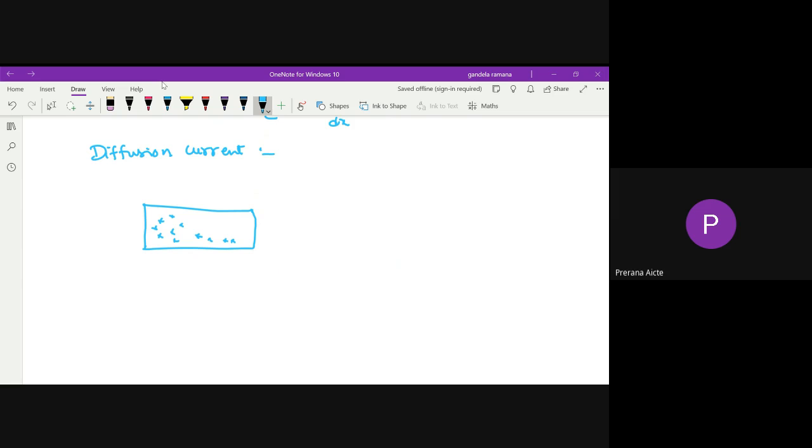This diffusion current does not depend on the electric field. It is independent of the electric field; it depends on the concentration gradient. How can you easily understand this? Suppose there is a sponge, and you pour one drop of ink on it. What happens? After some time, it spreads throughout the sponge, isn't it? So that is the concentration gradient.